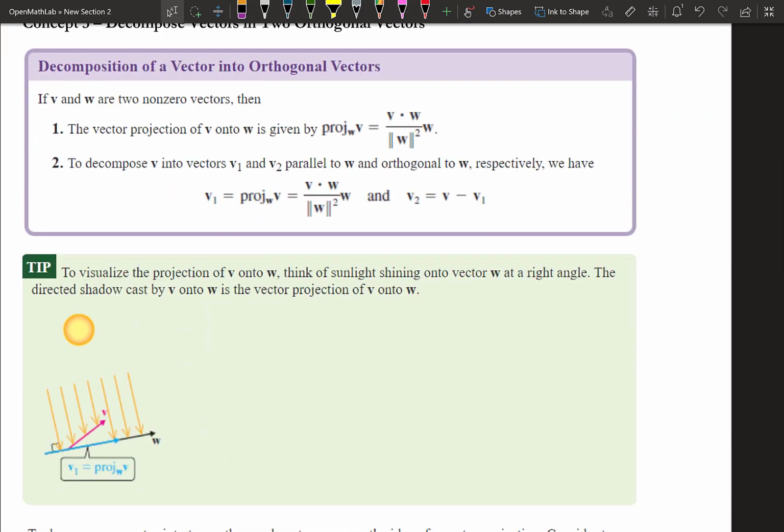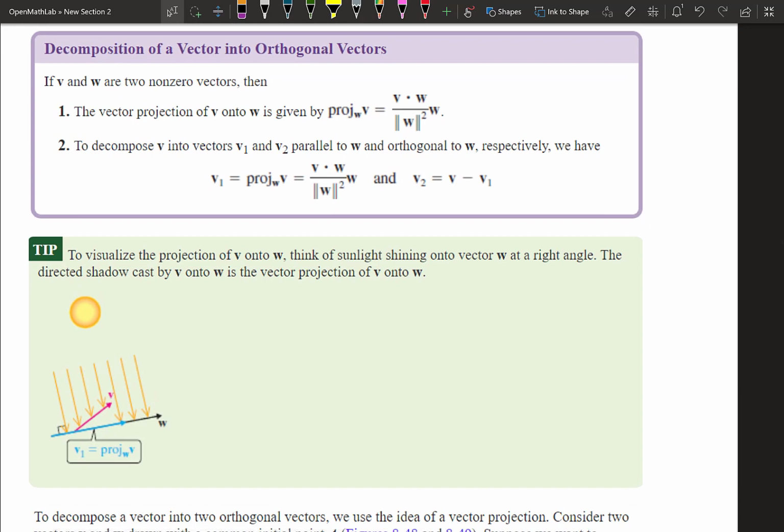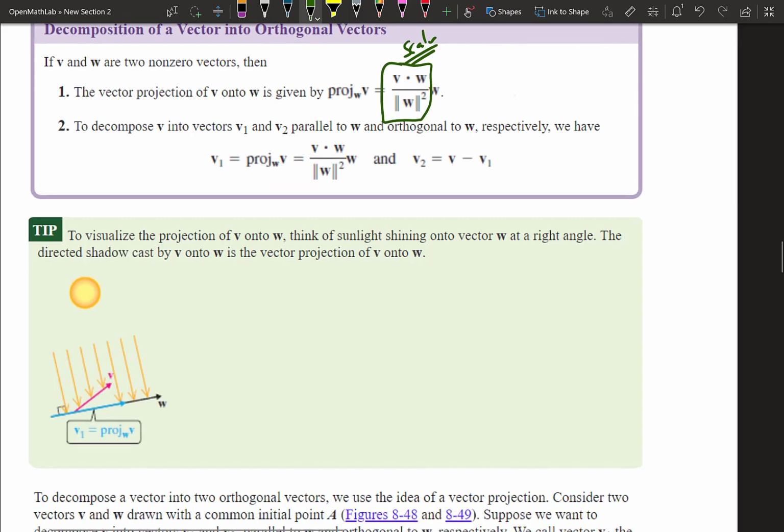So on the next page, I have some information. So we're going to talk about decomposition of a vector into orthogonal vectors. So, two vectors that meet at a 90-degree angle. So if v and w are two non-zero vectors, then the following is true. Number one, the vector projection of v onto w is given by projection v onto w equals, so we take the dot product of the two in the top and then divide by the modulus of w squared, and then we multiply that times vector w. So this part is going to be a scalar, right? So we're taking a scalar times a vector, so that will give me back a vector, right?